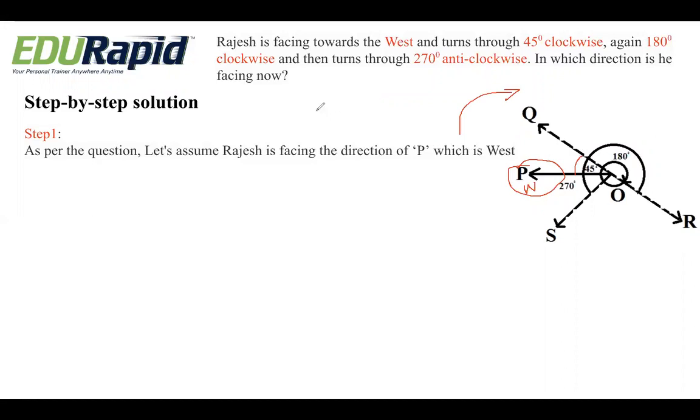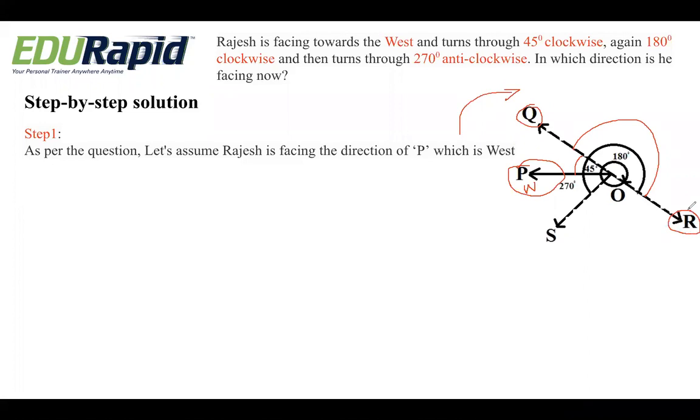And then 180 degrees clockwise. So from this point, from point Q, we need to turn another 180 degrees. This is 180 degrees, because around a point the total angle is 360 degrees, so 180 degrees will be the half. So now he has turned, he is now pointing towards R.